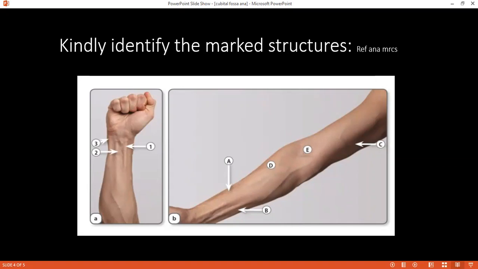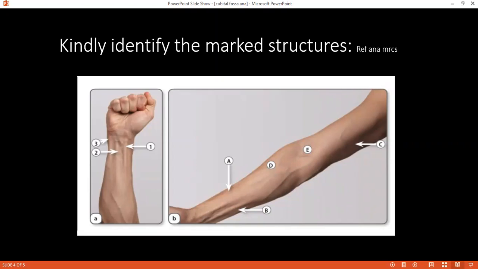Yes, ma'am. In the anterior superficial compartment, flexor digitorum superficialis, palmaris longus, pronator teres, and others are present. And in the deep compartment, there is flexor pollicis longus, pronator quadratus, and there's one more muscle there.